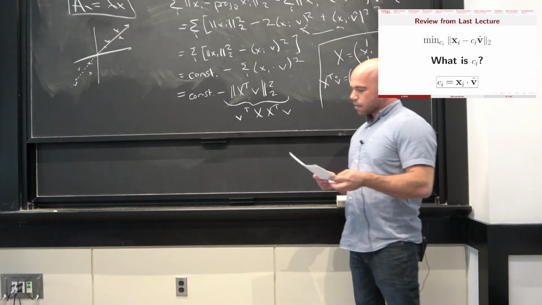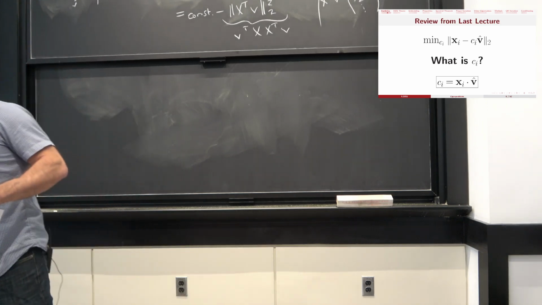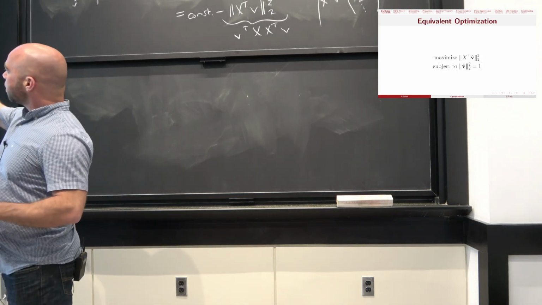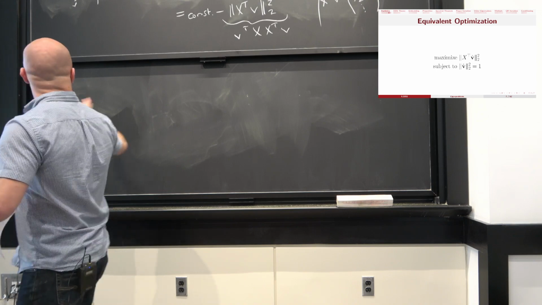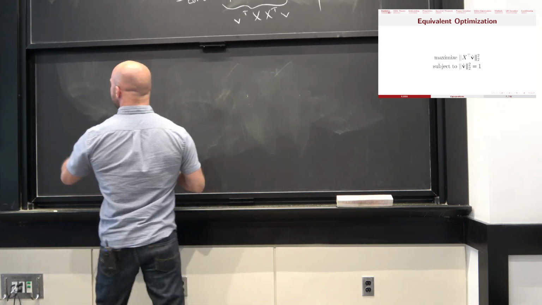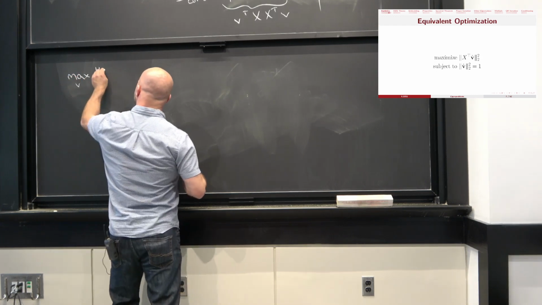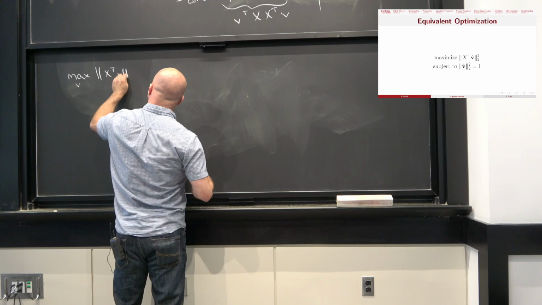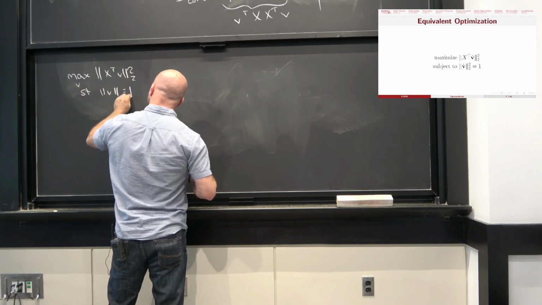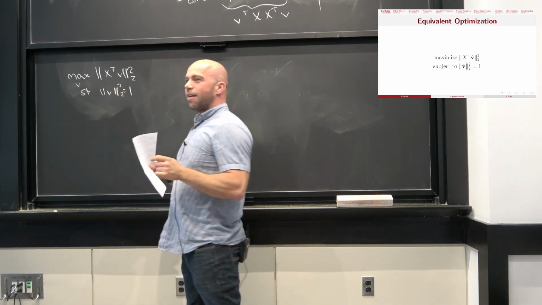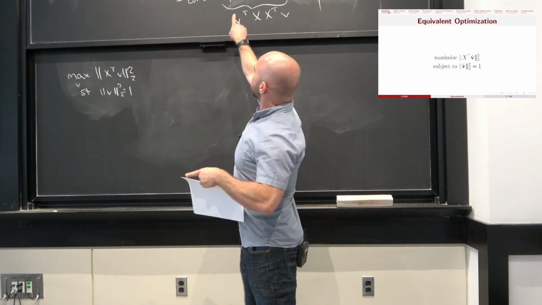Fantastic. Okay, so what is our optimization problem then? Well, essentially what we've shown is that that is equivalent to this problem on the board here. Right? That's what our little proof has shown. We can understand this problem as maximizing over V the norm of X transpose V squared, subject to the constraint that the norm of V is equal to 1. Notice I had to swap min and max here because there's a minus there.